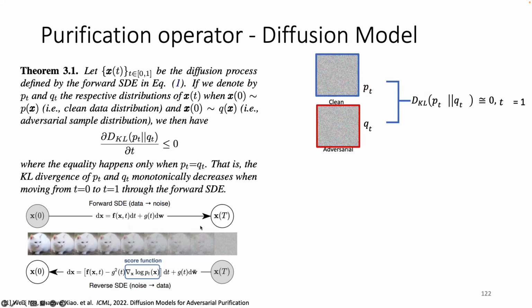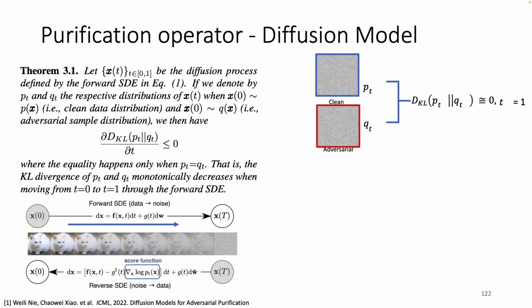Assume that we have two data distributions. For example, P_t and Q_t, which are the distributions at time t through the forward process of the diffusion model. The starting points are samples from the clean data distribution and the adversarial data distribution. At time step t, we get the two distributions, one clean and one adversarial. A good property of the diffusion model is that we prove that the KL divergence between P_t and Q_t monotonically decreases when moving from t equals 0 to t equals 1.